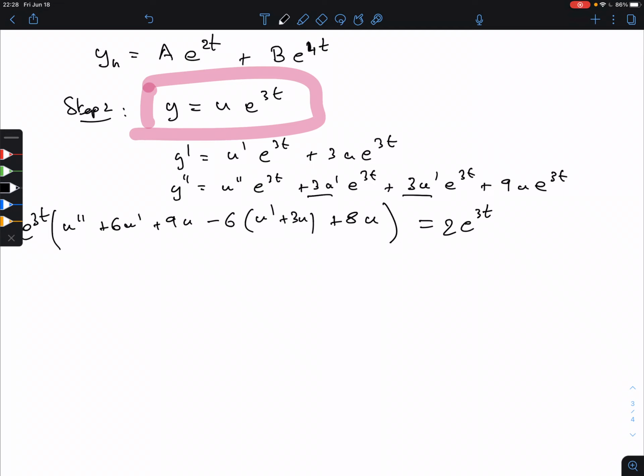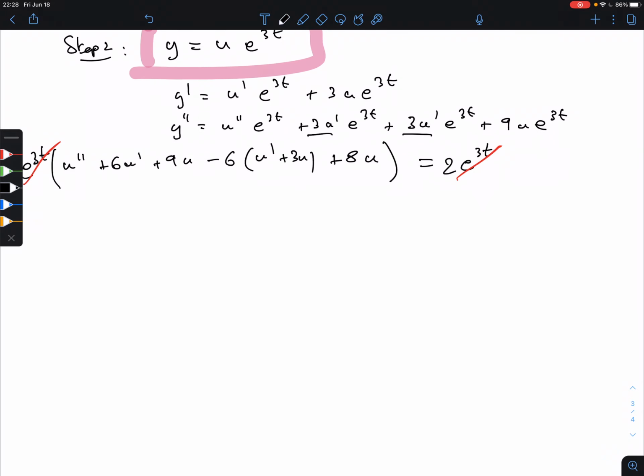Good. We know what has to happen is that these terms go. So what do we have left? Let's write it out. We have u double prime plus 6u prime plus 9u minus 6u prime minus 18u plus 8u equals 2. Before we go on, do you think the u's are going to cancel?